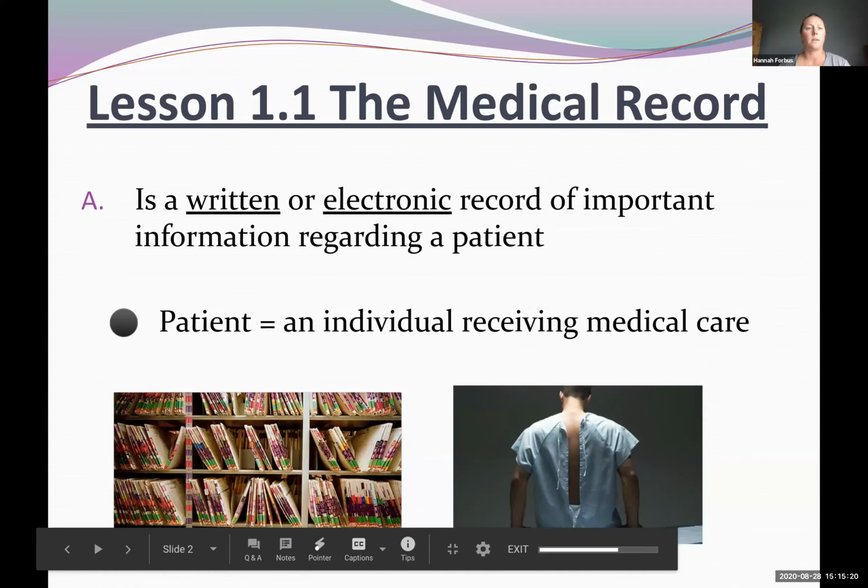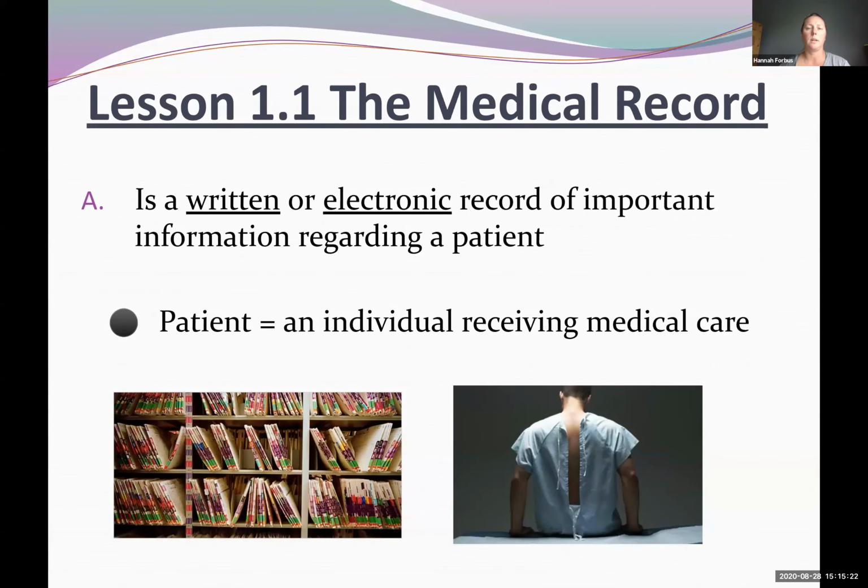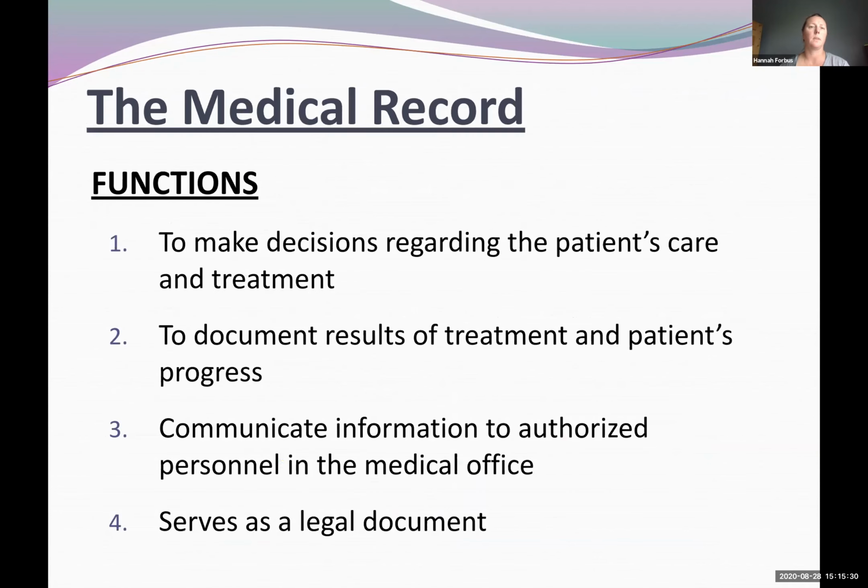So the medical record is a written or electronic record of important information regarding a patient. And the patient is an individual receiving medical care. The medical record functions to make decisions regarding the patient's care and treatment, to document results of treatment and patient's progress, to communicate information to authorized personnel in the medical office, and it serves as a legal document.